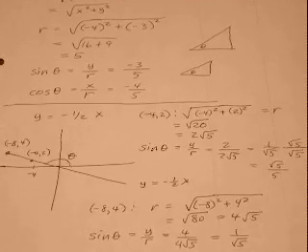So here's some more examples. Let's say that tan theta is negative 2/3, and theta is in quadrant 2. Alright. What are the other trig function values? Well, draw a picture first.